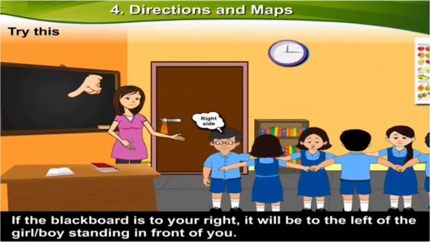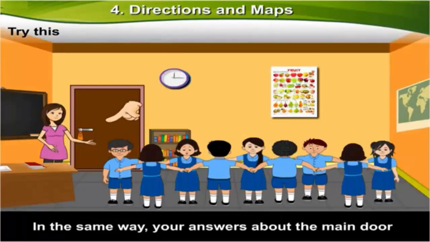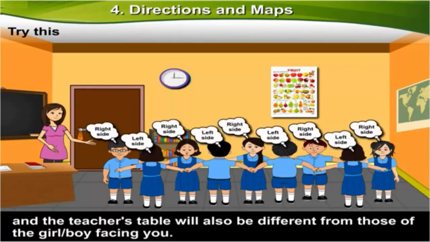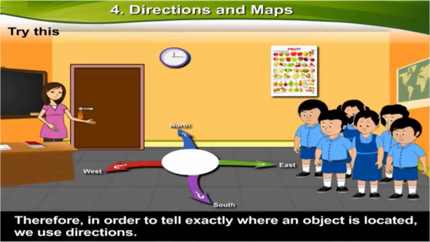If the blackboard is to your right, it will be to the left of the girl or boy standing in front of you. If the blackboard is behind you, it will be in front of the girl or boy facing you. In the same way, your answers about the main door and the teacher's table will also be different from those of the girl or boy facing you. It is difficult to make out the location of an object based on answers like on the right, on the left, in front of, and behind. Therefore, in order to tell exactly where an object is located, we use directions.